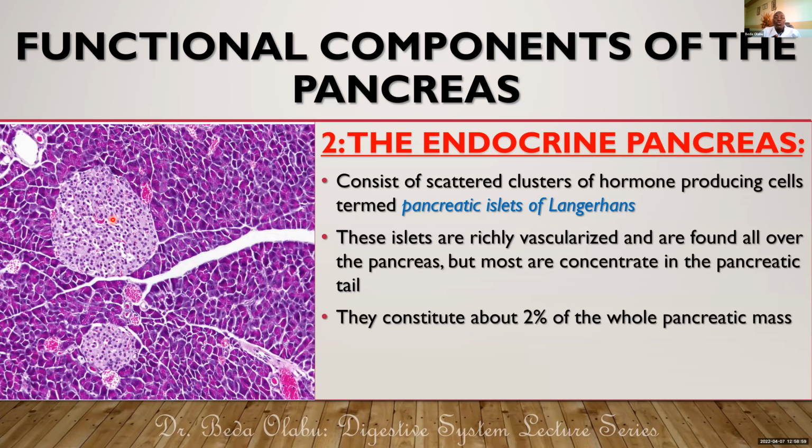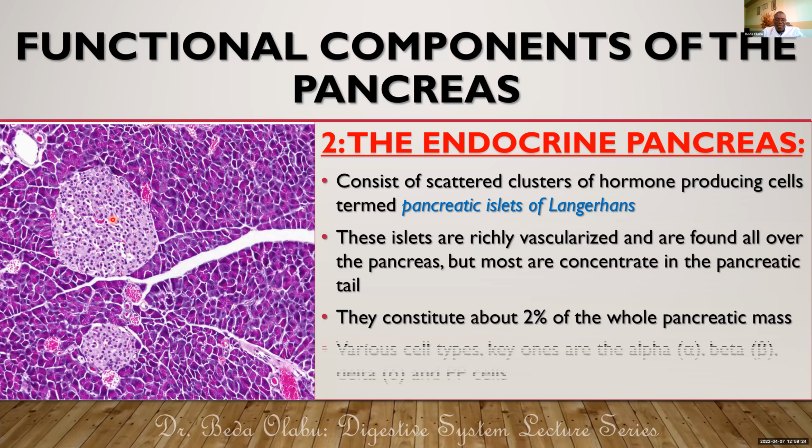They constitute about 2% of the total pancreatic mass, but there are many, close to 2 million islets within the whole pancreas. I know you're wondering, so the pancreatic acini contribute 70%, this one contributes 2%. How do you account for 28%? Think about the connective tissue elements, think about the ductal elements of the pancreas.